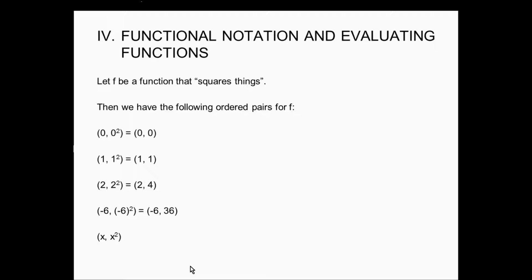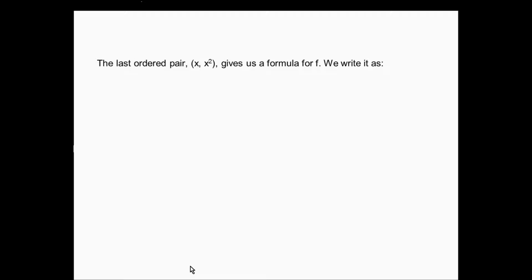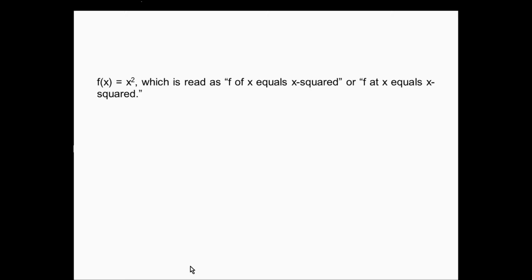What we want is the functional notation. So the last ordered pair, x comma x squared, gives us a formula for f. Remember, the equation is y equals x squared. So we write it like this. Using functional notation, we write this thing. And it's read, f of x equals x squared, or f at x equals x squared. So the f with the parentheses around the x, that's f of x or f at x. f of x is more common.